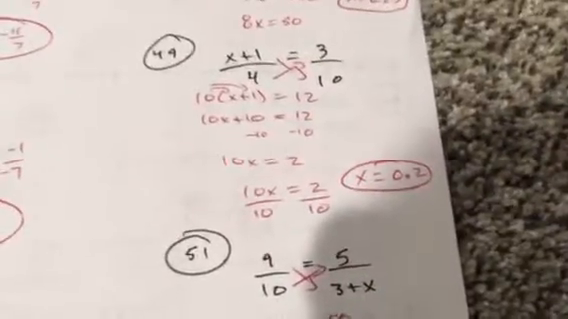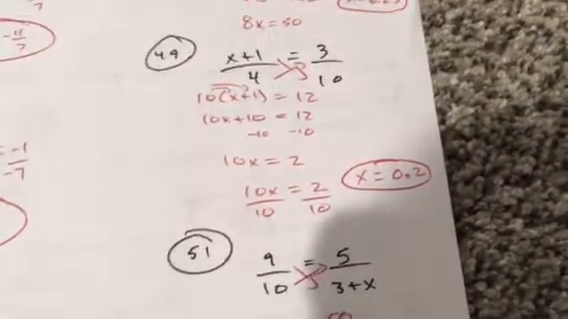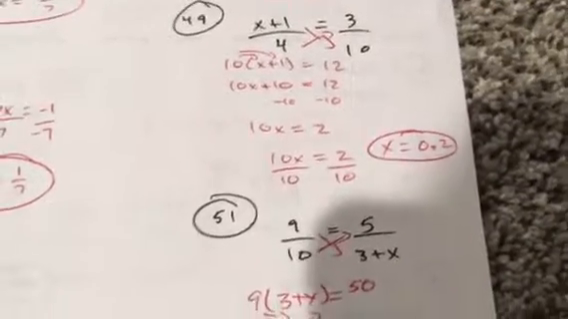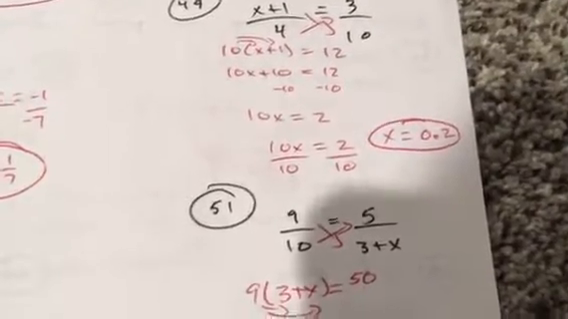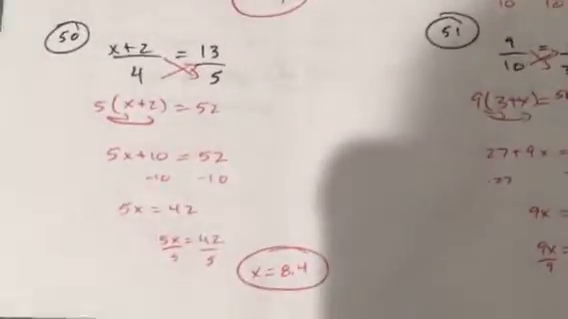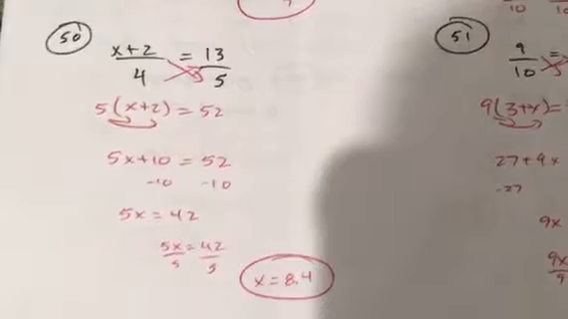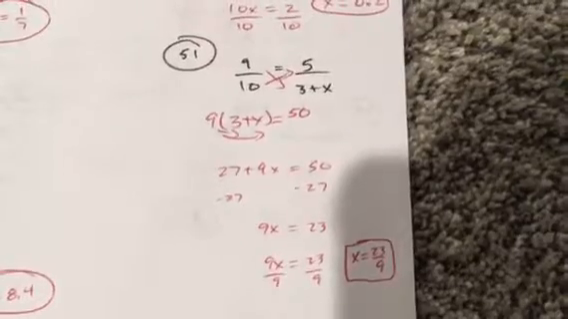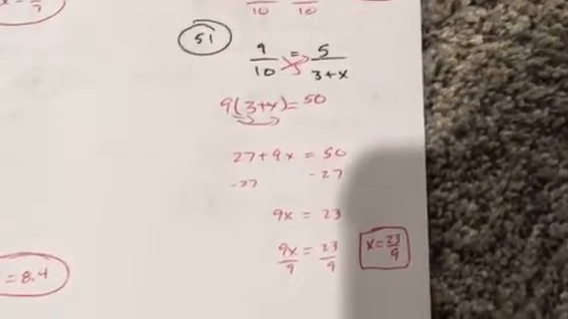49, same sort of distribution. Make sure to distribute fully. All right, write that all out. 10 times the quantity x plus 1. Then go from there. It's not going to be 5. It's going to be 1/5 or 0.2. Same thing on 50. You can get a lot of practice here. That was the goal. 51, 9 times the quantity 3 plus x is 5 times 10, which is 50. And that is your answer. All right, moving on.